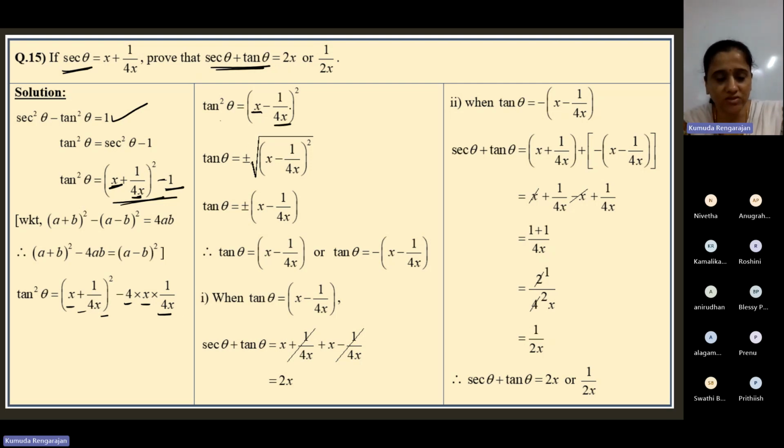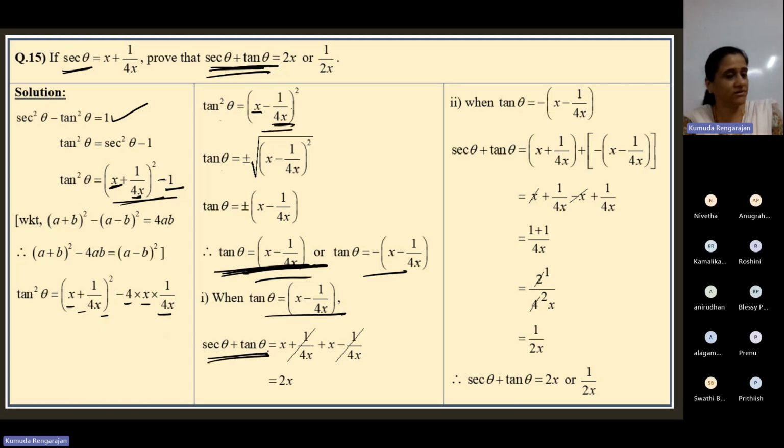So tan square theta is this one. So tan theta will be plus or minus square root of this value. So like this, you get two values for tan theta. We are given secant theta, and we have found the values for tan theta. See, they asked me to find secant theta plus tan theta. So when you take this as the value of tan theta, find secant theta plus tan theta. Next, when you take this as the value for tan theta, find secant theta plus tan theta.